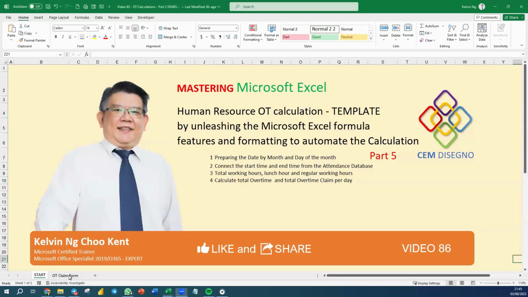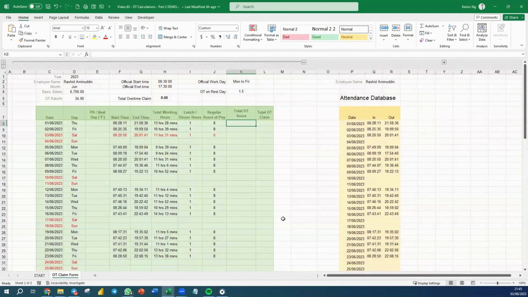So let's take a look at this particular calculation now. Since we already have the total hours, we're going to deduct 1 hour lunch and deduct 8 regular hours, then we would know how many hours they actually have for overtime. So we're going to take the total number of hours here, the total working hours, and deduct minus what?